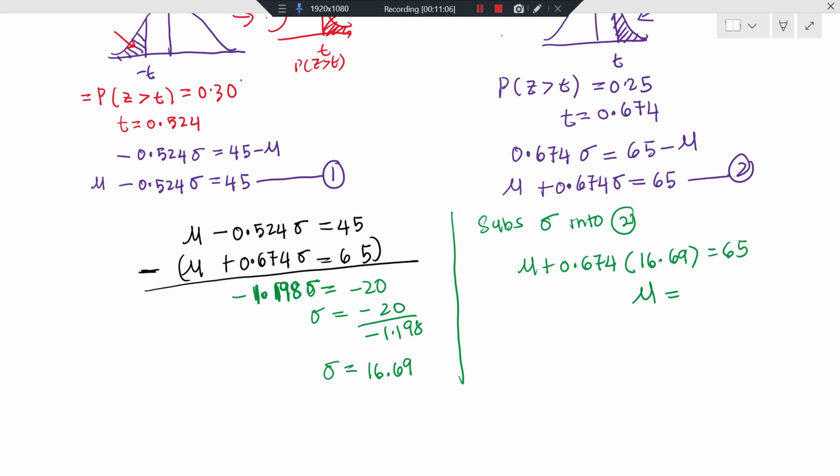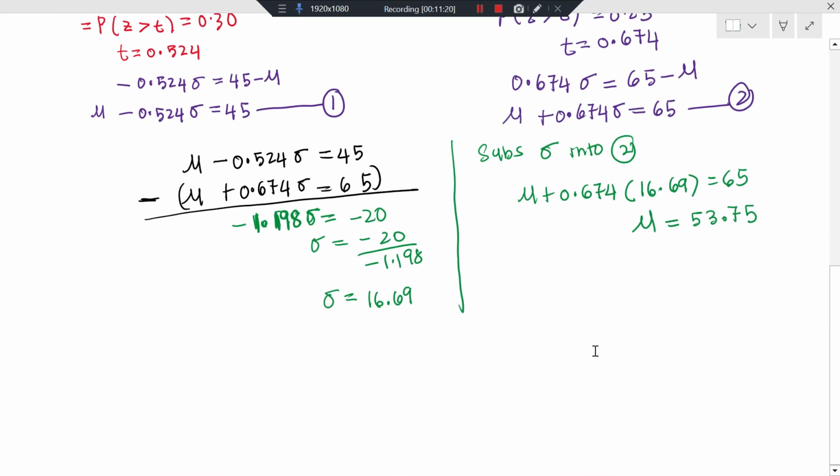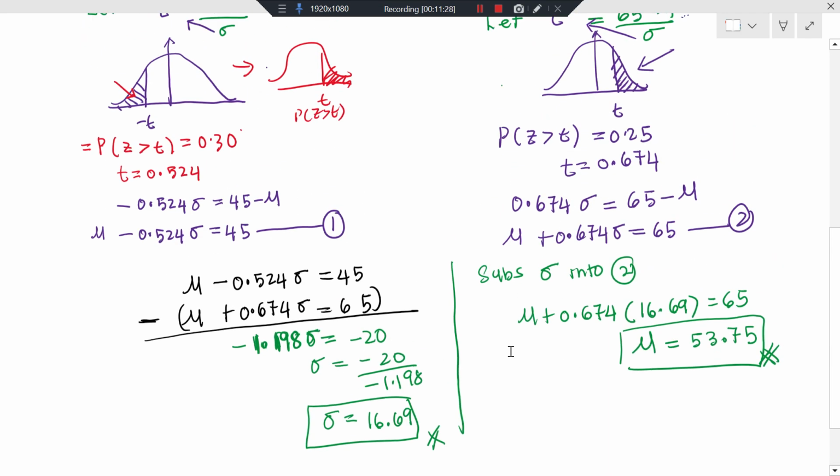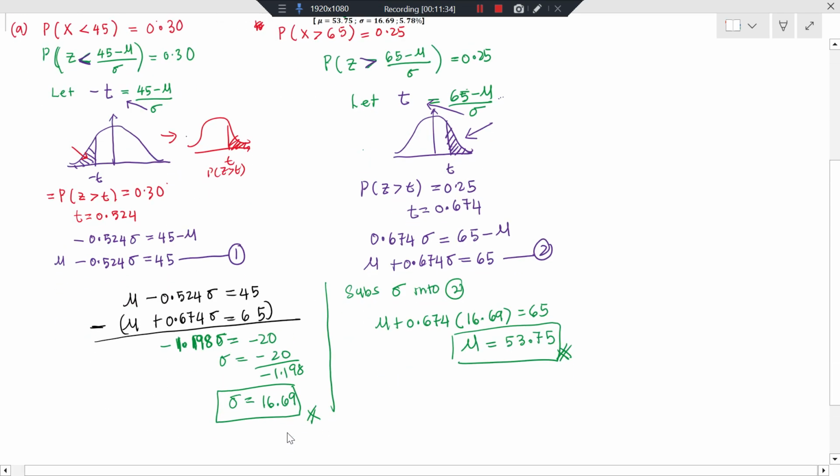65 minus 0.674 multiplied by 16.69, and I'm getting 53.75, which is the answer. And hence, this is your final answer. Okay, you must do this question very carefully because it involves two probabilities. This is the toughest question they can ask you. If you can do it, if you have the self-confidence ready, then it is very good of you.